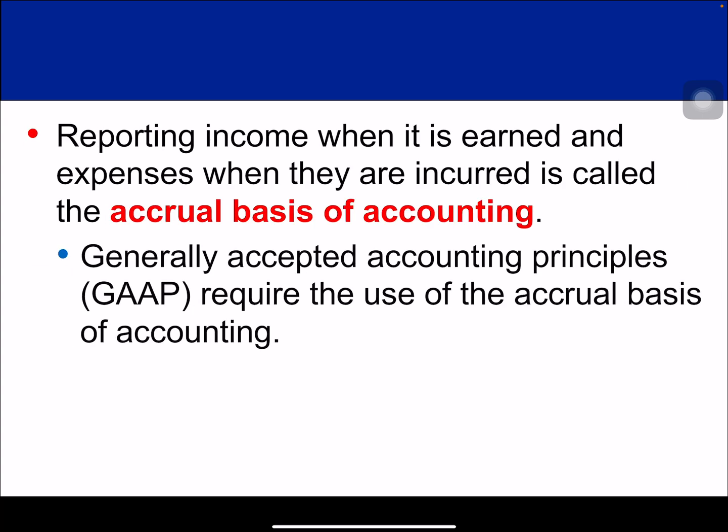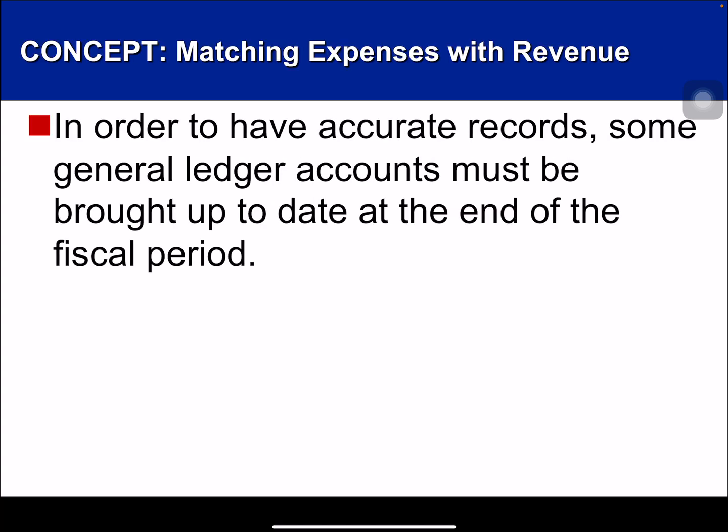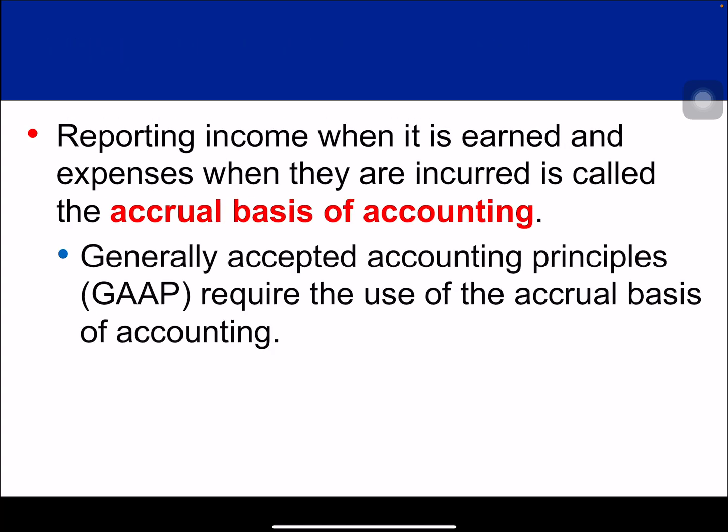Reporting income when it's earned and expenses when they are incurred is called the accrual basis of accounting. Generally accepted accounting principles, GAAP, require the use of the accrual basis of accounting. Reporting income when the cash is received and expenses when the cash is paid is called cash basis of accounting. And again, we are going to use the accrual basis of accounting. Reporting income when it's earned and expenses when they are incurred.